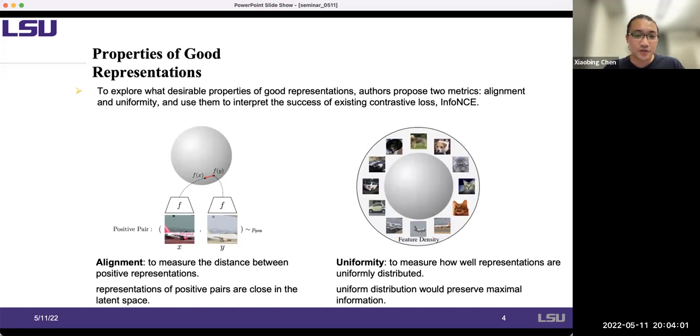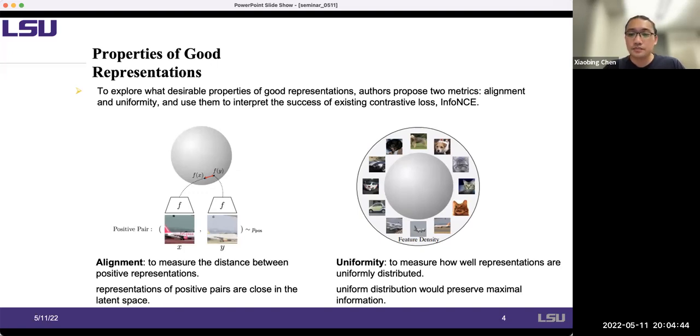The left-hand side figure shows you the concept of alignment, which is a metric to measure the distance between the positive representations. For example, in the figure, X, Y is a pair of positive samples. They are two augmented images from the same image, and pass through the encoder f. Here in the latent space, their representations should be close enough. That's the goal of contrastive learning.